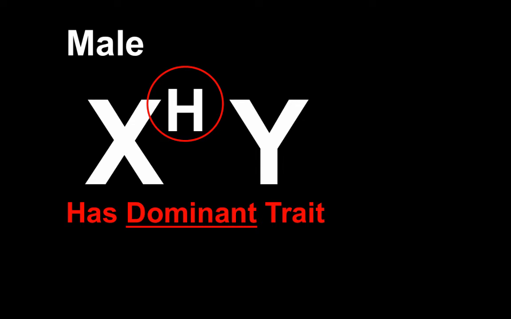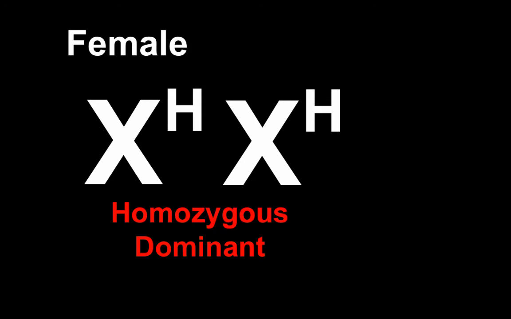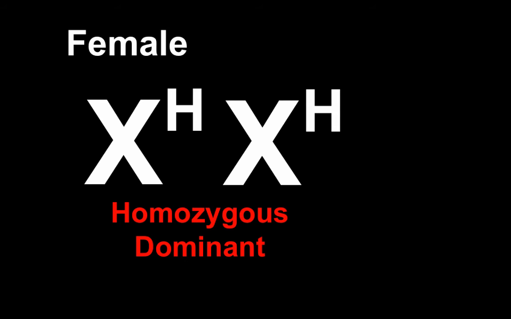So if this was hemophilia, for example, he would have normal blood. This male, on the other hand, has the recessive trait. He would be a hemophiliac. All right, this would be a female because she has two X's and she is homozygous dominant. Since she has the two X's, I have two alleles for her. And it works exactly the same way as it would if she just had big H, big H. It's just, again, I'm putting them over the X to show that this is sex-linked.